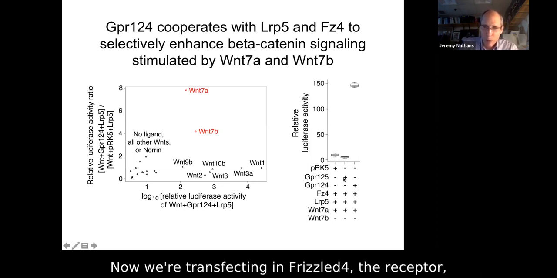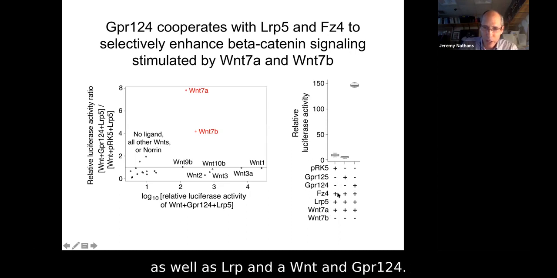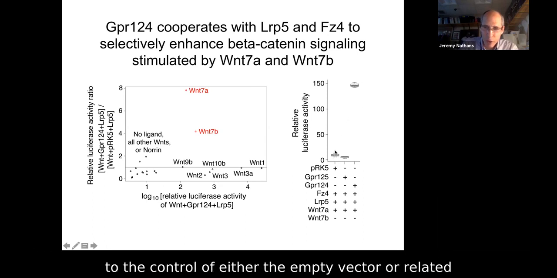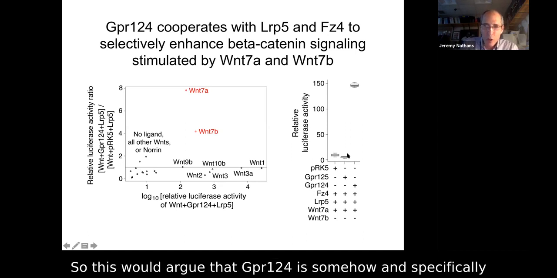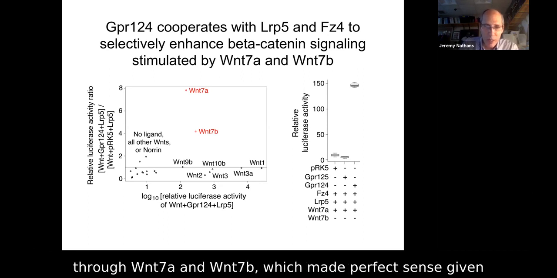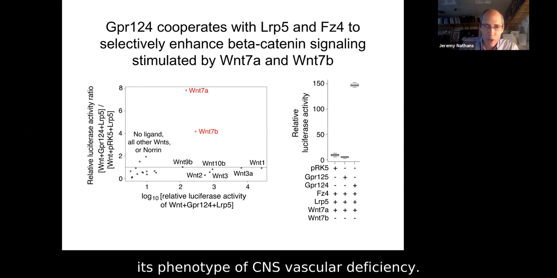And here on the right, we just have a more complete assay. Now we're transfecting in Frizzled4, the receptor, as well as LRP and a Wnt and GPR124, and we get a huge stimulation compared to the control of either the empty vector or a related orphan GPCR, GPR125. So this would argue that GPR124 is somehow and specifically stimulating canonical Wnt signaling through Wnt7a and Wnt7b, which made perfect sense given its phenotype of CNS vascular deficiency.